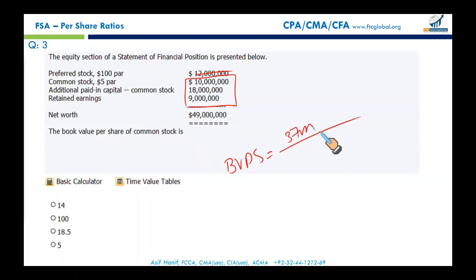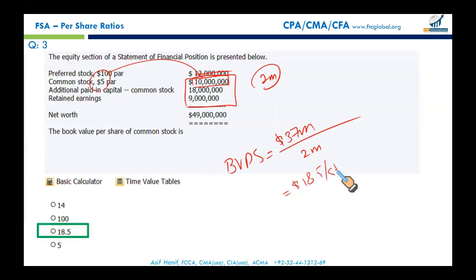37 million is your common equity. The common stock book value is 10 million and $5 is the par value, so 10 million upon 5 means the number of shares outstanding is 2 million. You divide your equity, $37 million, by the number of shares outstanding, and that gives you a nice number, $18.5 per share. This is what you call the book value per share and it matches perfectly with option C.